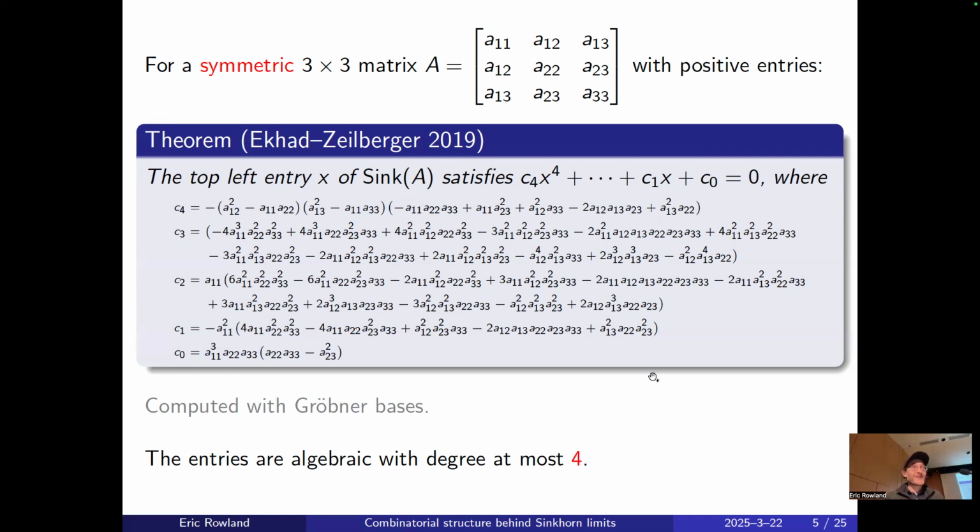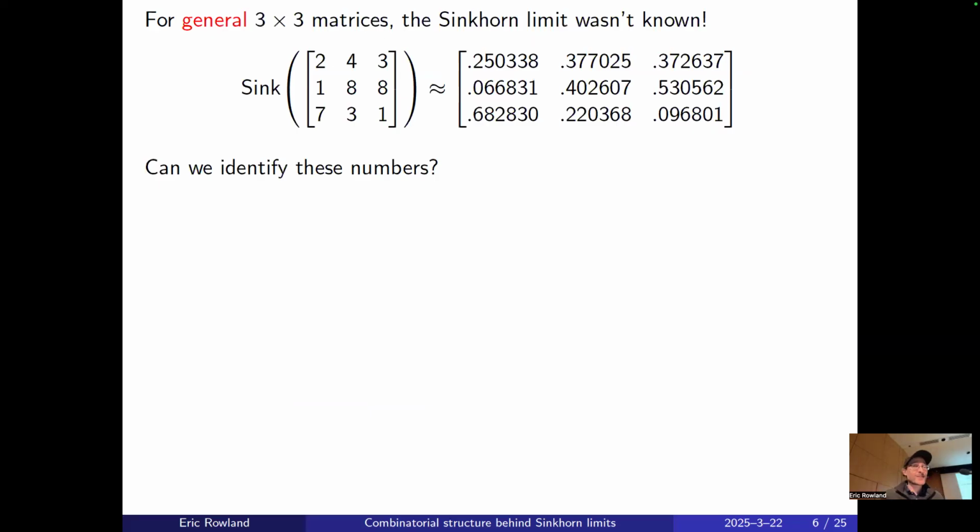And before we started working on this project, this was it. So it was known for 2x2 matrices and symmetric 3x3 matrices. So even for general 3x3 matrices, it wasn't known what the entries of the Sinkhorn limit are. So here's an example of a 3x3 matrix that's not symmetric. Here are the entries of the Sinkhorn limit, approximately. Can we identify these 9 numbers?